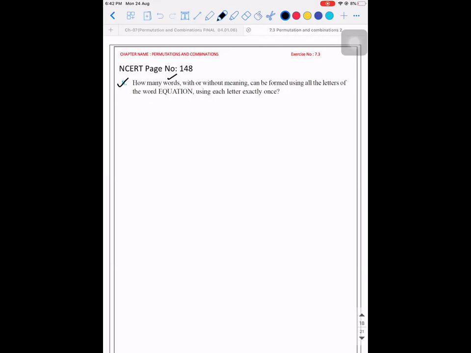So the question is, how many words, with or without meaning, can be formed using all the letters of the word EQUATION, using each letter exactly once. So how many letters are there in EQUATION? 1, 2, 3, 4, 5, 6, 7, 8, sir. 8. Out of those 8, is there anything that is repeated? No, sir. Then the 8 letters among themselves can be arranged in how many ways?